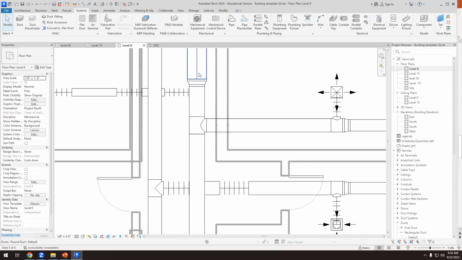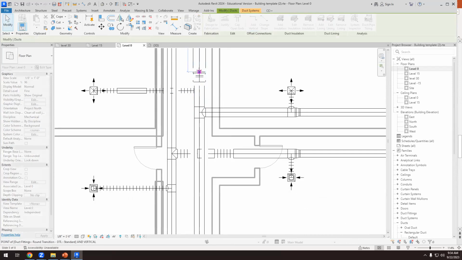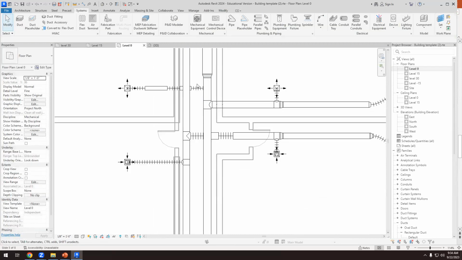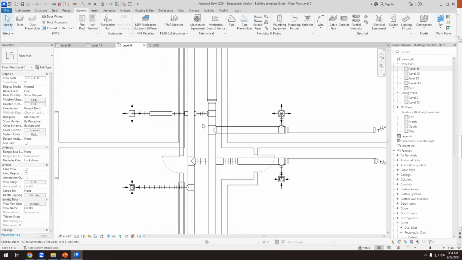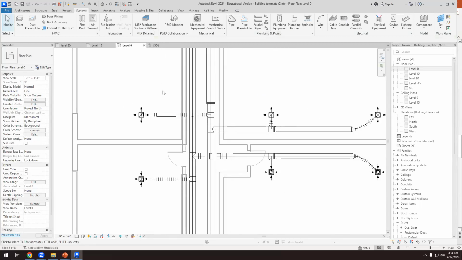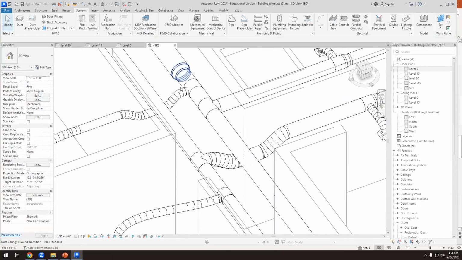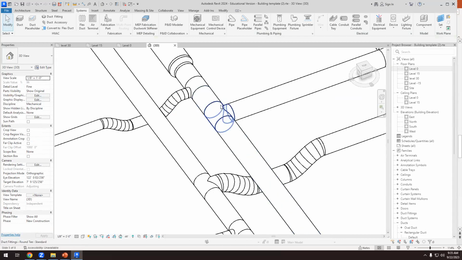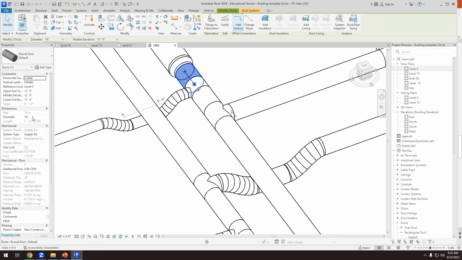It doesn't work because this connection is too close. So I'm going to extend it beyond that, and I'll have space for that T. There you go. Okay, so now this is cleaner. I don't have too many reductions. I only have a T, another T, and just this reduction from 20 to 16.